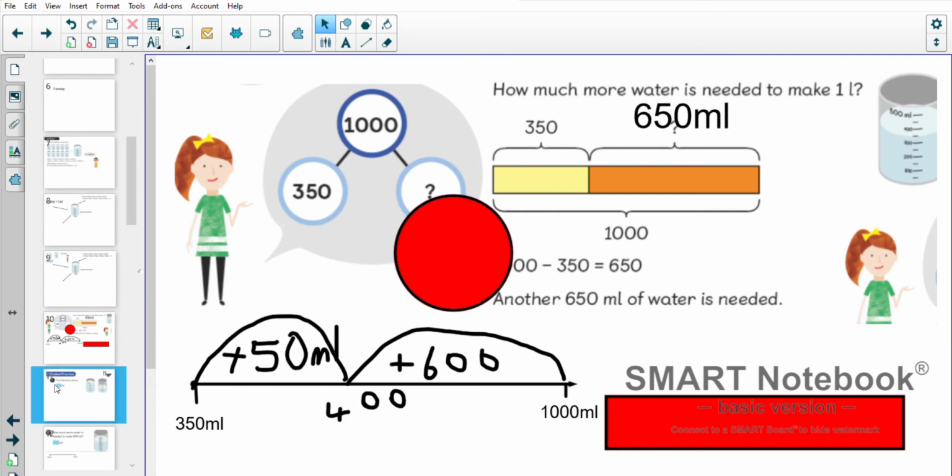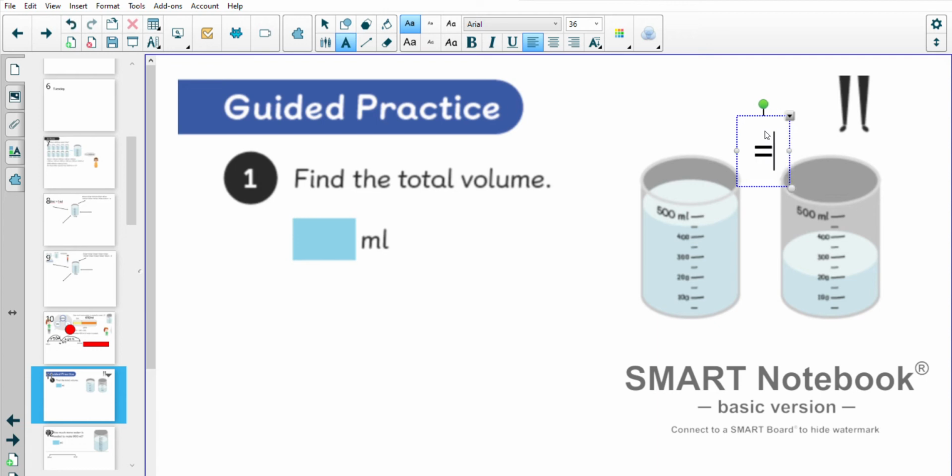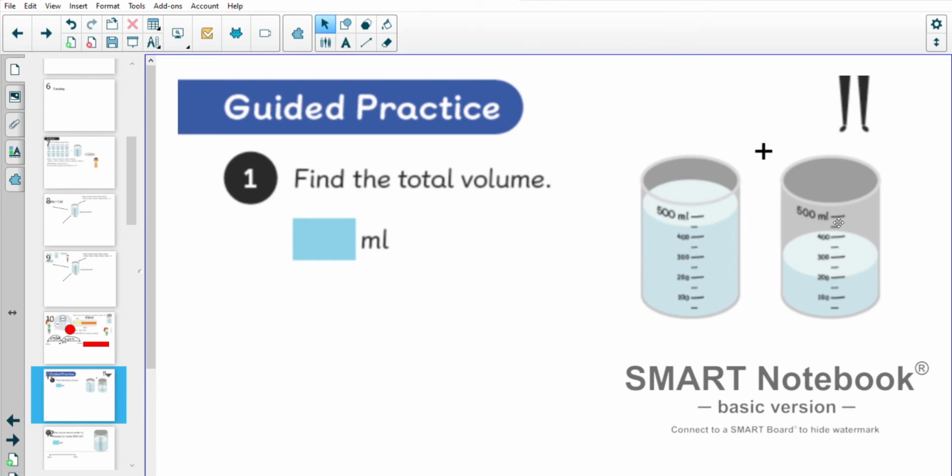Perfect. So the type of questions we'll get today, sometimes we will have to add and sometimes we'll have to take away, and you've got to use your brain a little bit to be a detective to find out which one you need to do. So let's change that to a plus, because we want to find the total volume. So we need to work out the volume of the first one and the volume of the second one. Now with these guided practices, I want you to pause, work it out yourself, and then replay to find out the answer. Pause the video.